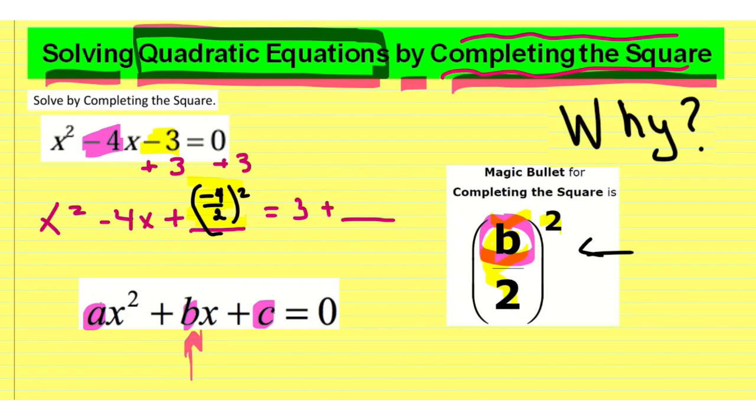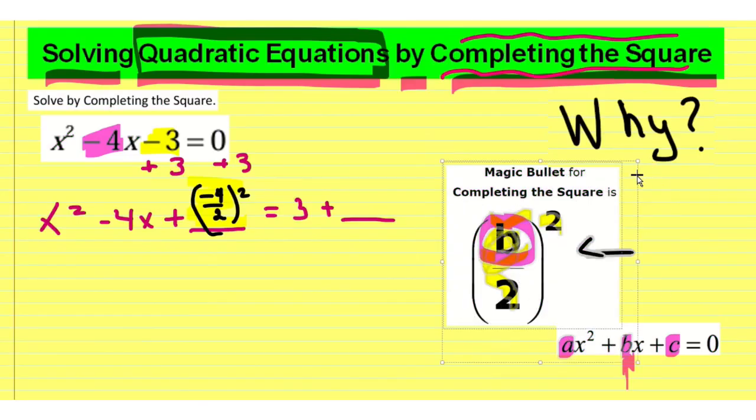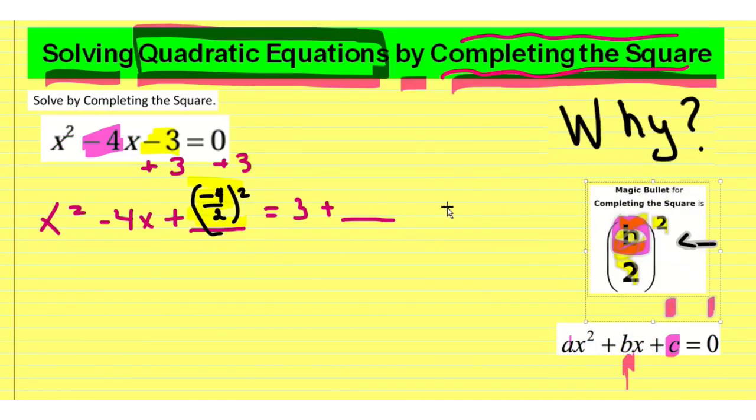So that is my magic bullet. Let's go ahead and move all this stuff out of the way. And there we go. Not only is that going to go in this blank, but it's also going to go over here. But let's work it out. What is negative 4 over 2? Negative 4 over 2 is a negative 2, and negative 2 squared is negative 2 times negative 2, so it's actually plus 4. So I'm going to rewrite this one now: x squared minus 4x plus 4.